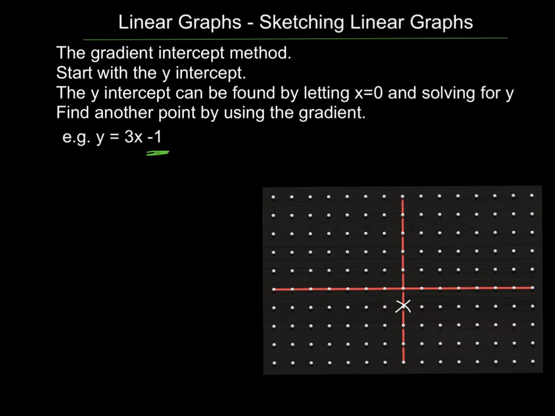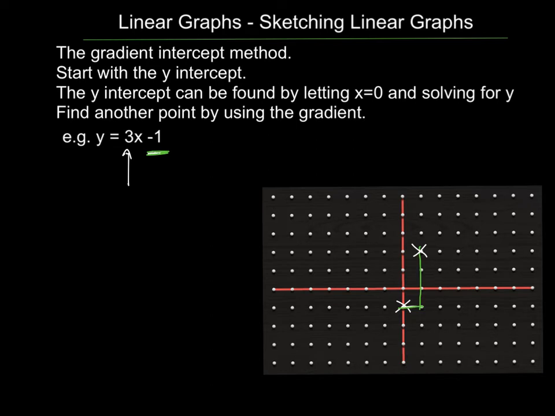The gradient means how steep the graph is. If I have a run of 1, then the rise will actually be 3, because 3 over 1 has to make 3. So that means if I go across 1 and up 3, 1, 2, 3, that will actually give me a second point.